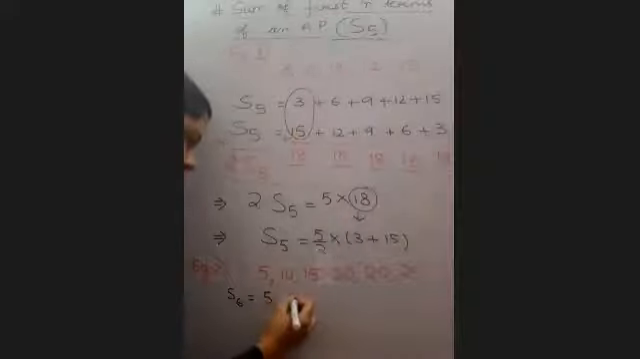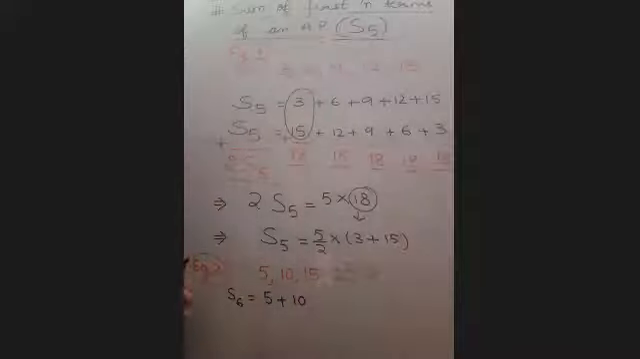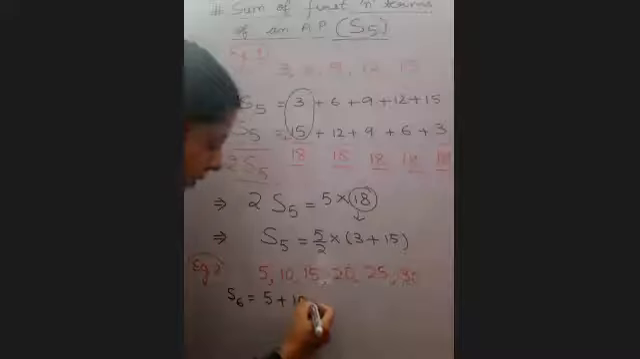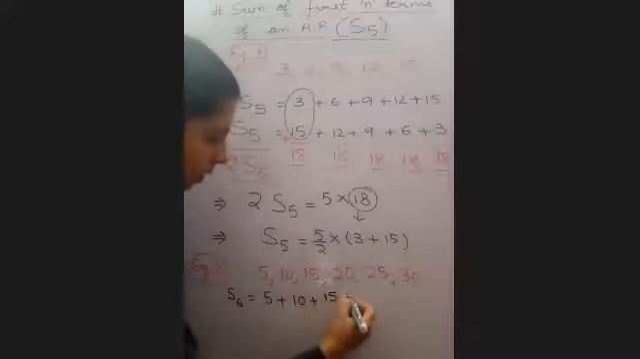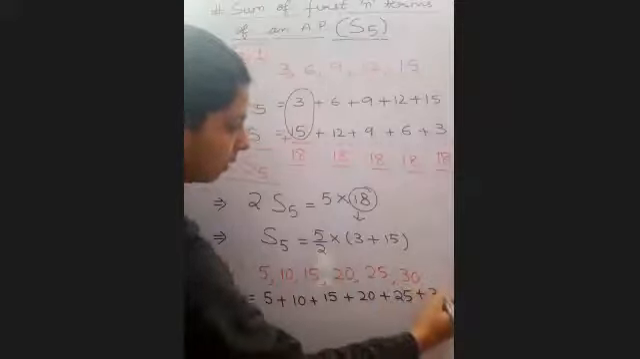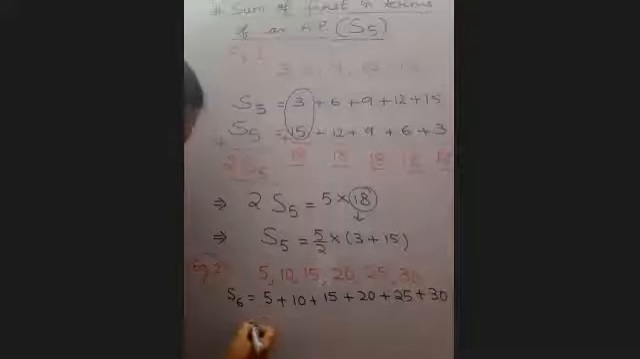So now, since there are 6 terms, what would be S6, children? Ma'am, there are only 5 terms because you wrote 20 twice. Sorry. 25, 30. So will it be 5 plus 10 plus 15 plus 20 plus 25 plus 30, beta? Yes, ma'am. And now I'm going to reverse it.